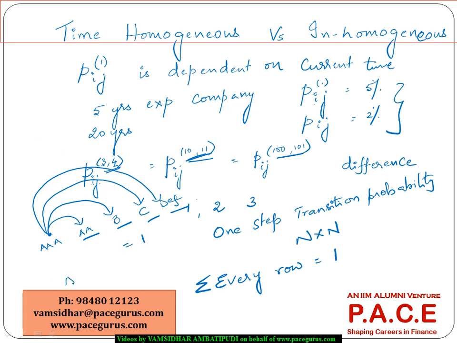The same way, for a AA rated firm, there is some chance that it will go to AAA, some chance that it will go to B. Again, when I add up all these numbers, it should be equal to 1. So the sum of all the rows individually, in case of this one step transition probability matrix, should be equal to 1, right?